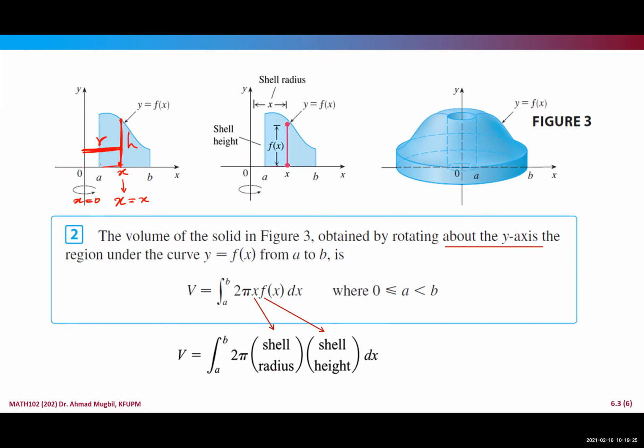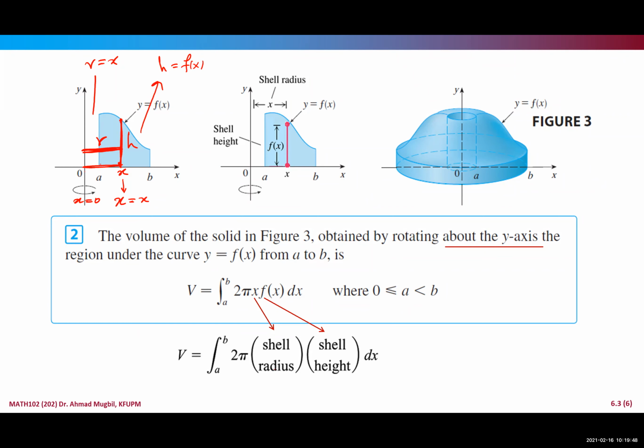Now, clearly, the distance from here to here is x minus 0, so it is x. So here r equals x, and the height, which is h, will be y top minus y bottom, equals f minus 0. So it is f of x minus 0. It is f of x. You just substitute. And here we are.